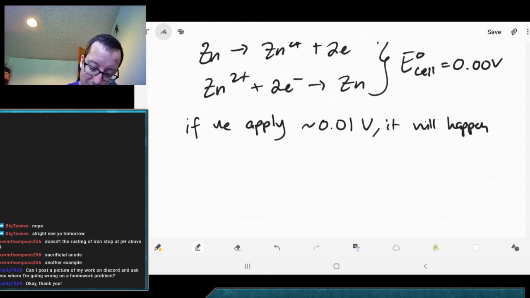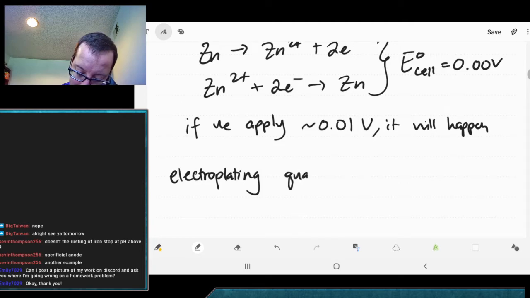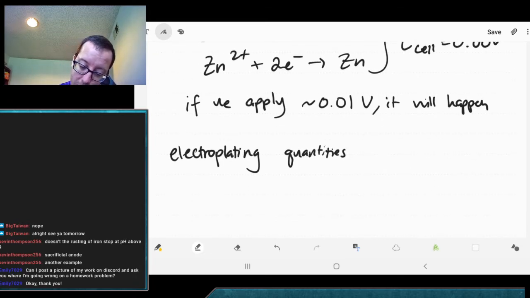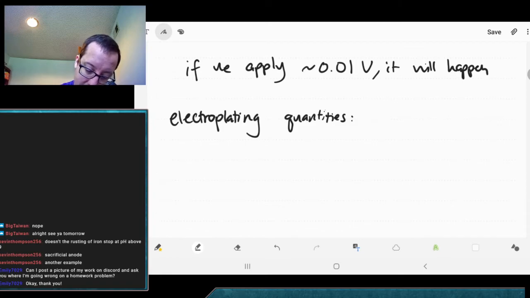If we want to plate stuff, electroplating, say if we wanted to add a certain mass of zinc onto our object, if we've calculated surface area, we know how much zinc we want to plate onto it. We're going to see that the current, I don't know how to spell coulombs.